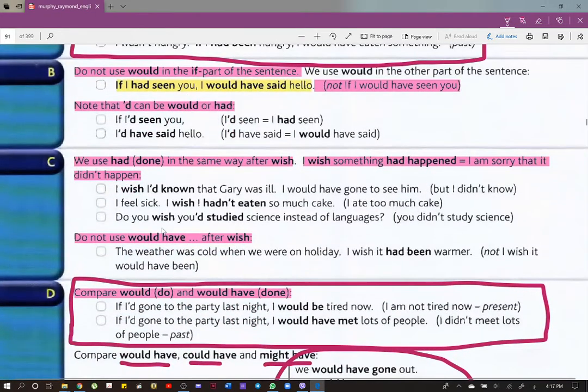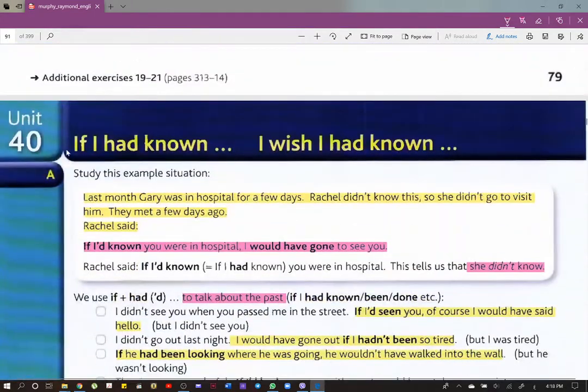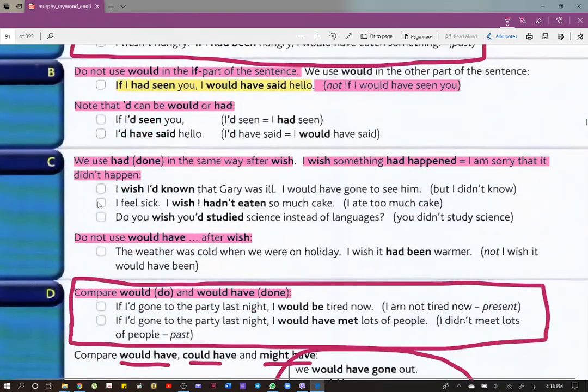Now in C, we use had done the same way after wish. As I told you, as we did in the previous chapter, we are talking about using if clause and using wish in the same way. In C, we say had happened, I'm sorry, something also in the past. We say, I wish I'd known that Gary was ill. I would have gone to see him.